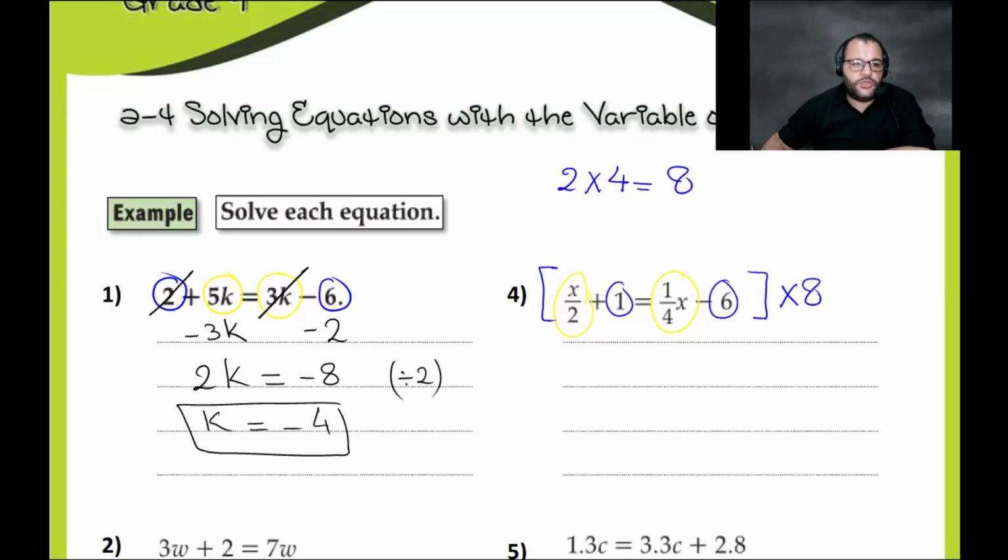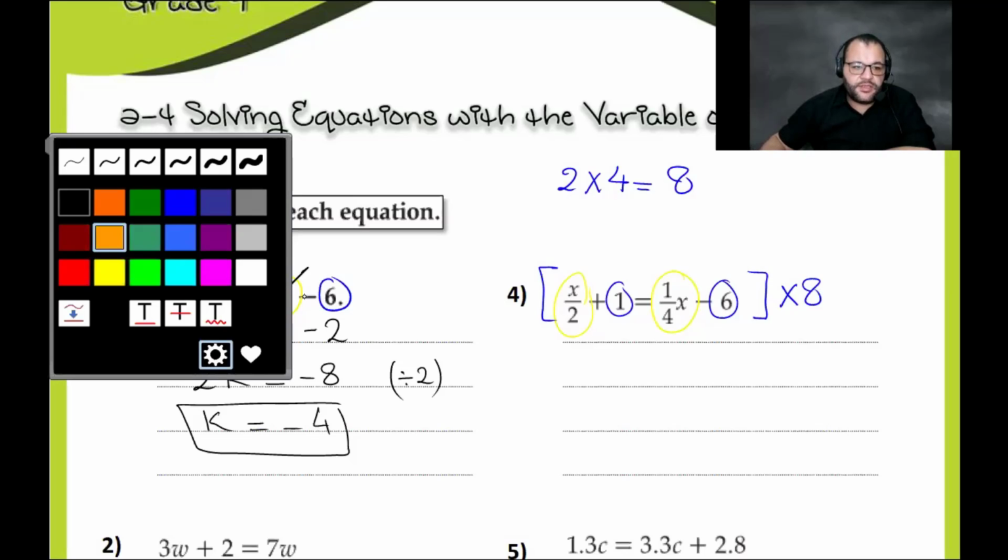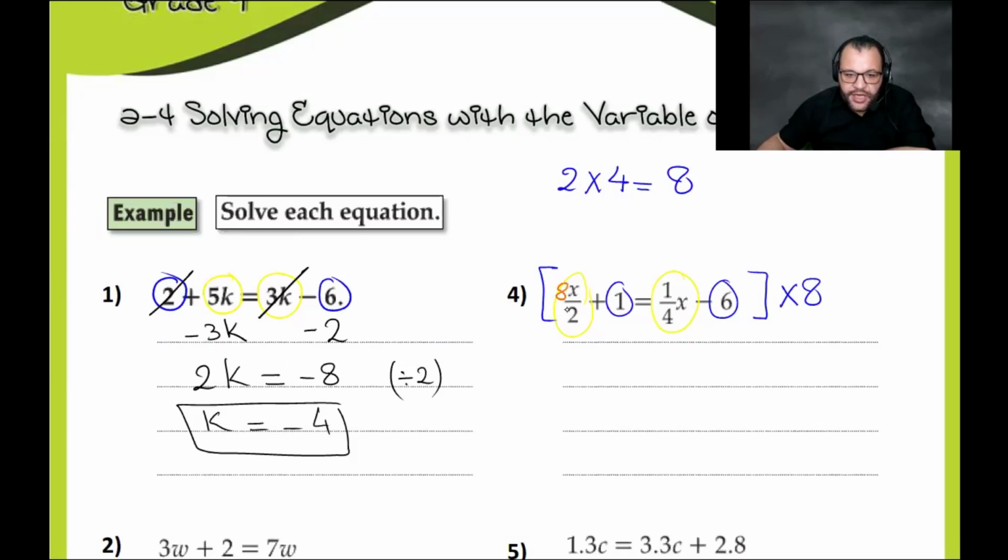So how can you multiply this equation by 8? It will be 8 times x, which is 8x. 8 times 1 becomes 8. 1 over 4 times 8 times x will be 8 over 4. 6 times 8 will be 48. Now you need to simplify.